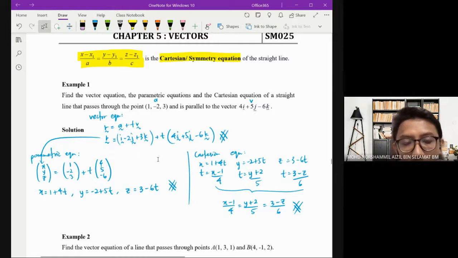Only two more examples. That's how it goes: we put in A and B to get the vector equation, and then we change R to X, Y, Z. We get X in terms of T, Y in terms of T, Z in terms of T, which is parametric. Then we rearrange the equations, making T the subject of every one. Then we combine them again and eliminate T, so we get only X, Y, Z in the equation. We call it the Cartesian equation.